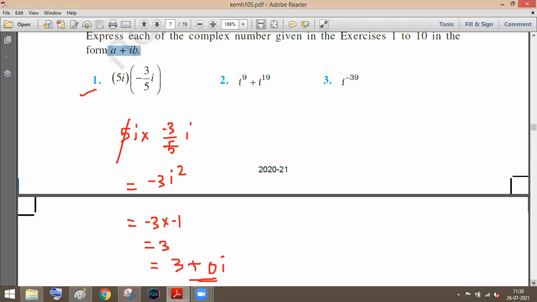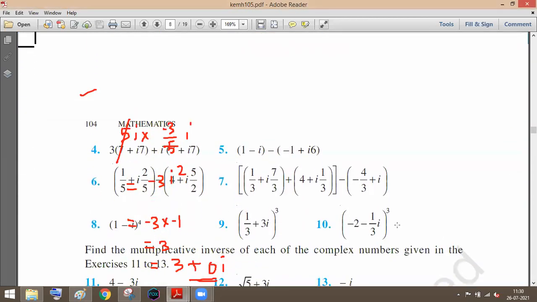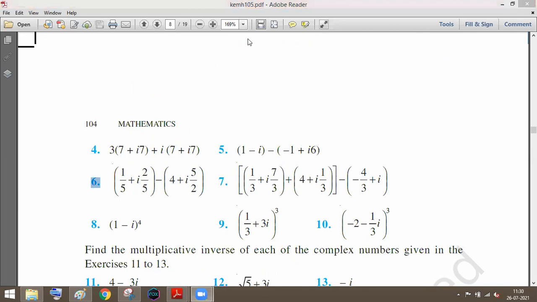Now after this, try to solve question 6. What is question 6? We have 1 by 5 plus 2i by 5 minus 4 minus 5i by 2. So 1 by 5 minus 4. If I solve this, can I write 1 by 5 first, then minus 4?